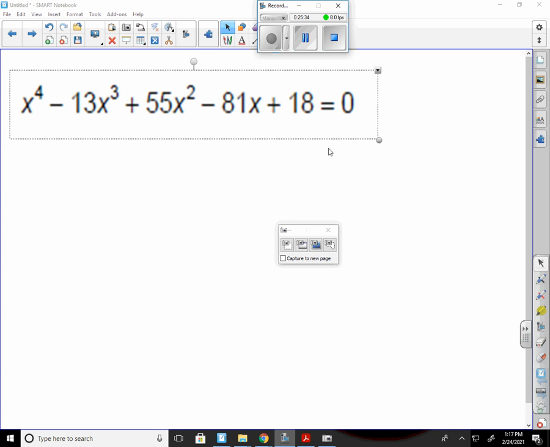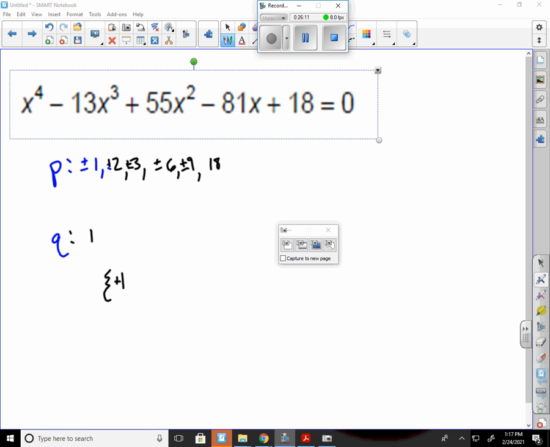So this is where we would have one like this. First thing I have to do, find my p. In this case, it is 18. What are the factors of 18? Well, I have 1, 2, 3, no 4, no 5, 6, 9, and 18. Then I find my factors of q. In this case, it's just 1. So my possible roots are plus or minus 1, plus or minus 2, plus or minus 3, plus or minus 6, plus or minus 9, and plus or minus 18.